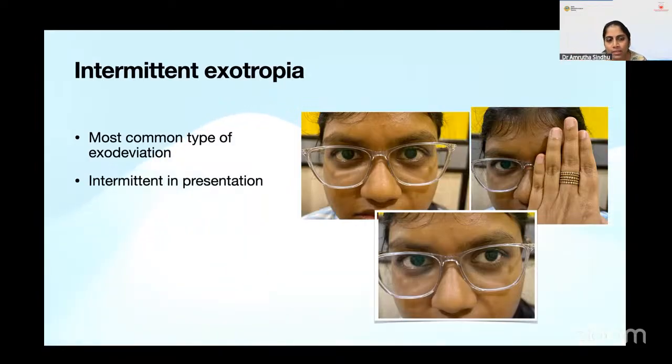As the name suggests, it is an intermittent exodeviation. So you can see in this picture, the child looks absolutely orthophoric. You don't see any deviation in the first picture. I try to cover one eye and I remove the cover. You can see that the left eye is deviated outwards. So that is when the fusion is disrupted, you can see a deviation being manifested. This is called as intermittent exotropia.